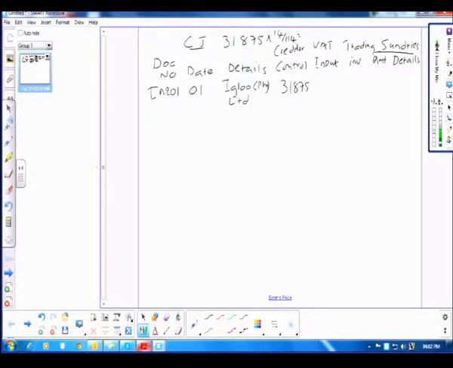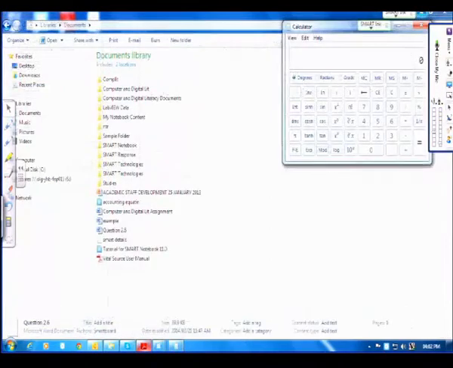All right, so here we will need to use our calculator. Let's go to our wonderful calculator. So we're going to say 31875 times 14 over 114. And then we want to work out VAT equals to.